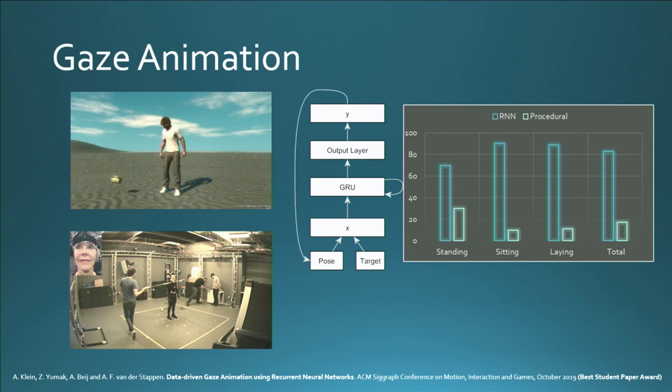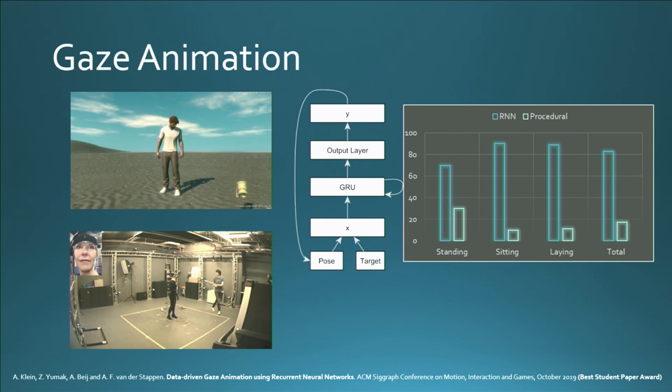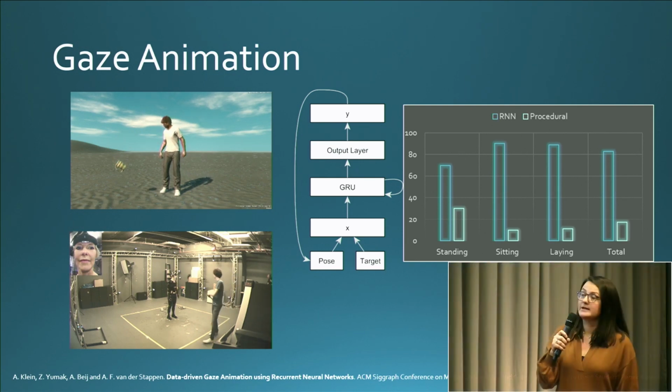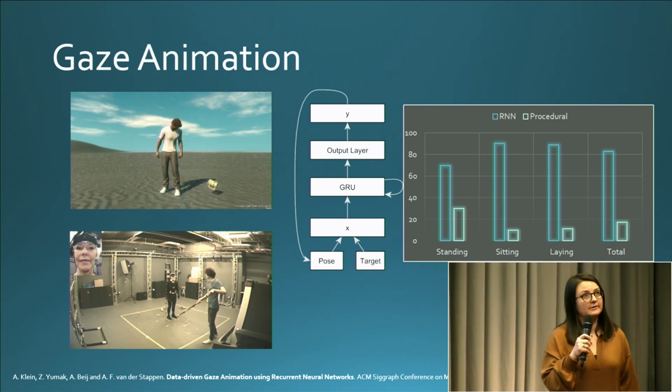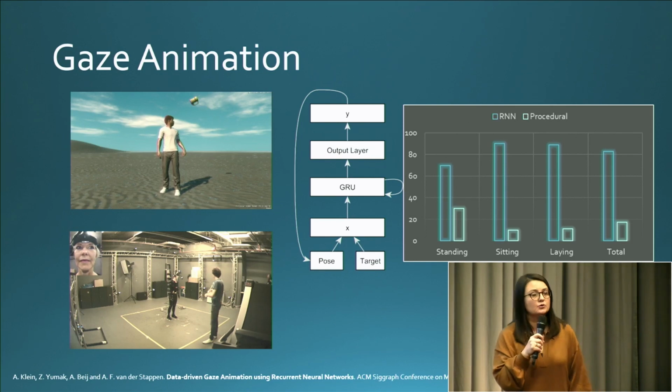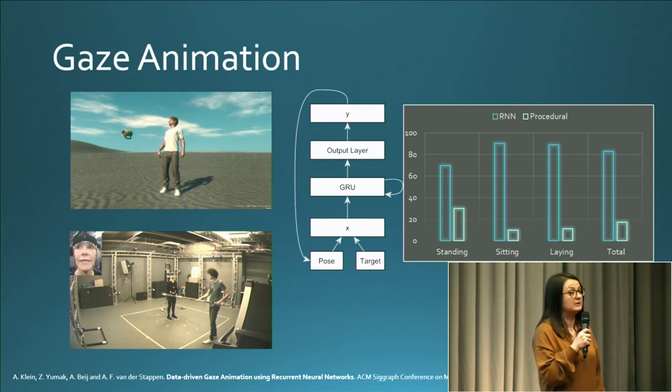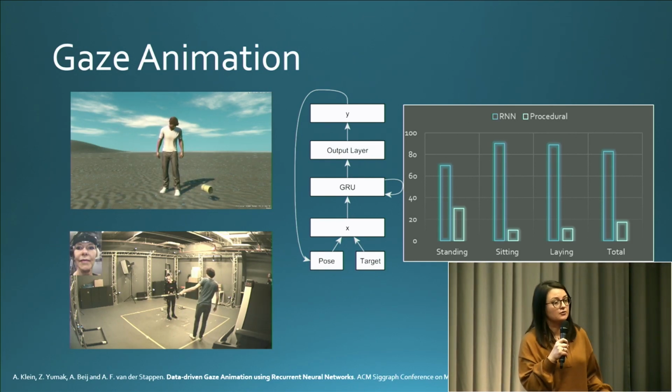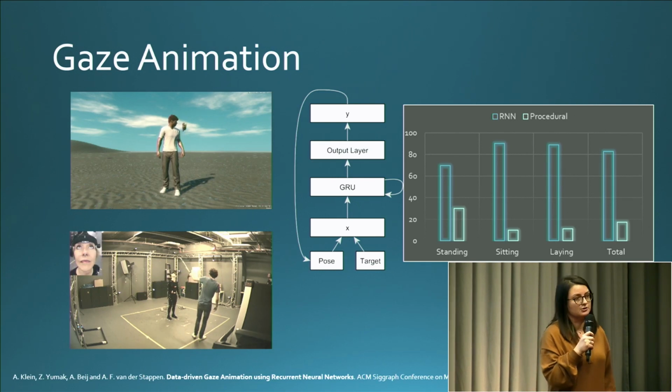In addition to facial animation, I have also worked on gaze animation. This is work that was done in collaboration with Guerrilla Games in Amsterdam. They are developing beautiful games such as Horizon Zero Dawn. I had a student working there, and Guerrilla Games asked us how we can improve our procedural gaze animation methods and come up with something better. Can we try, for example, a data-driven animation approach?